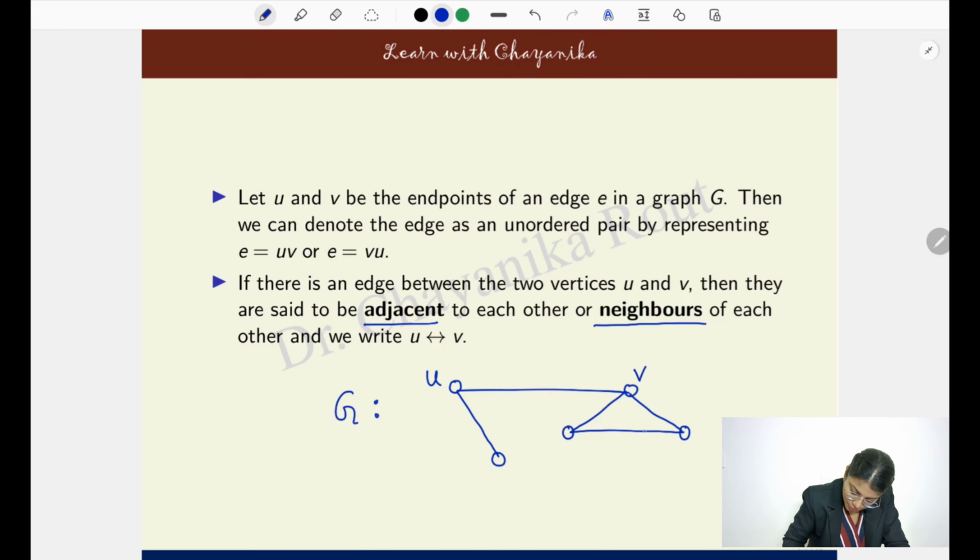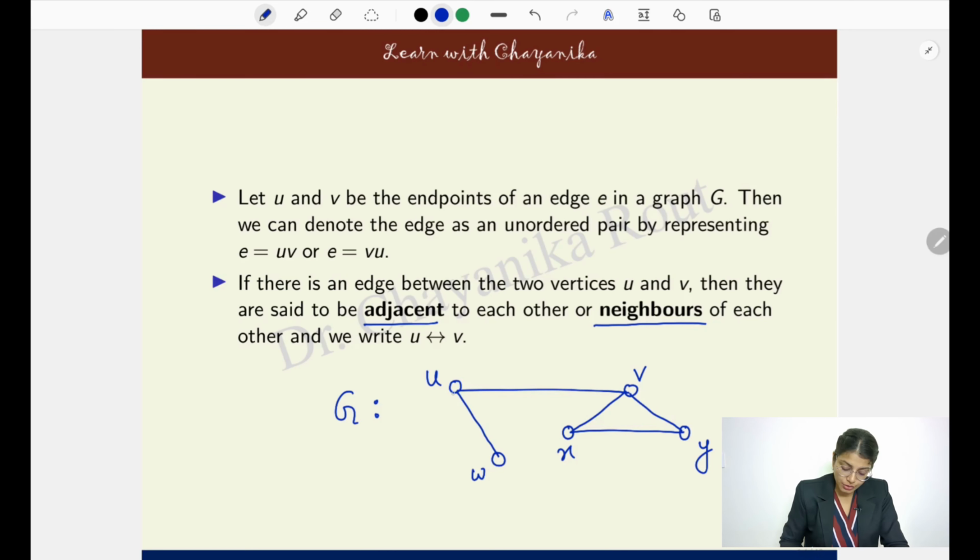Let's name them U, V, W, X, Y. I am not labeling the edges currently as I am dealing with vertices right now. So what do we mean by adjacent vertices or neighbors? Let's deal with the vertex U. So who are the neighbors of U, or who are the vertices which are adjacent to U?